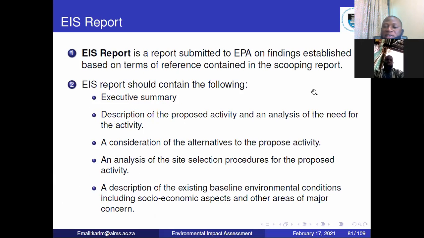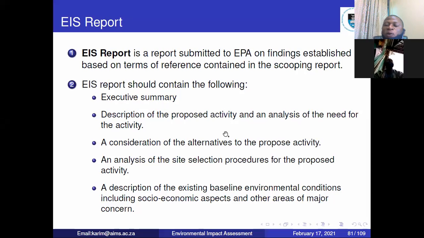Then the environmental impact statement report. This is a report that you have to submit to the Environmental Protection Agency on the findings that have been established based on the terms of reference. And when you are doing that, you should make sure that the report contains the following: a summary, that is the executive summary, briefly giving a description of your project. Description of the proposed activity. What do you want to do?